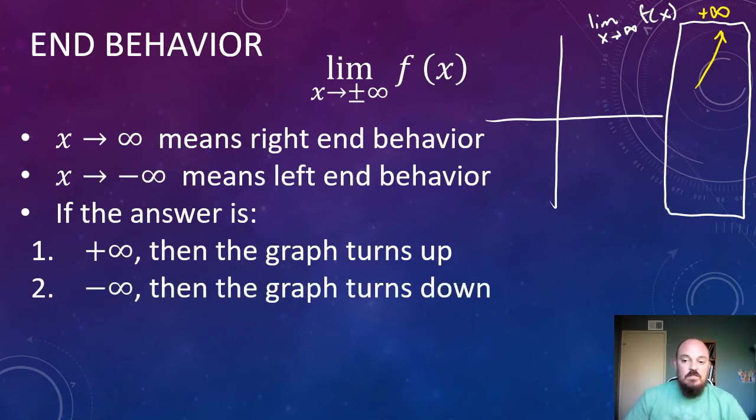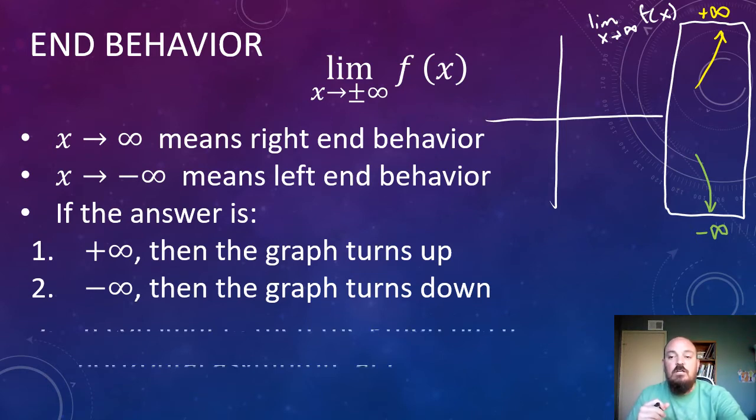Now, if the answer to that question is negative infinity, that means the graph is turning down. So if you do a limit to, I'm talking about positive infinity, negative infinity would be the same thing but on the left instead of the right. If you're doing a limit to one of the infinities and your answer is positive or negative infinity, that just means up arrow or down arrow.